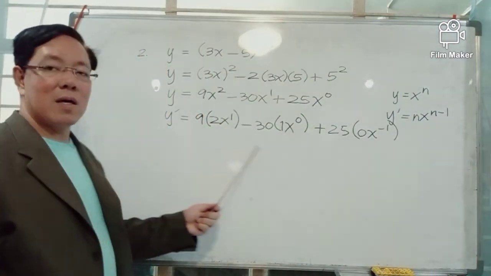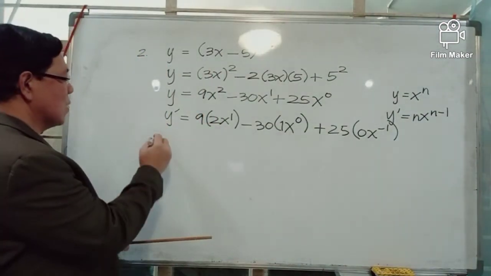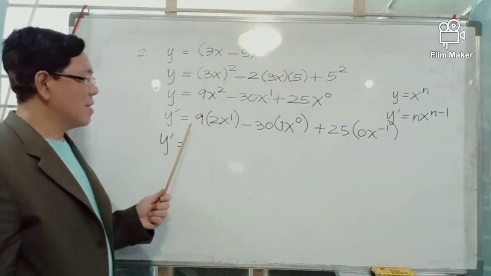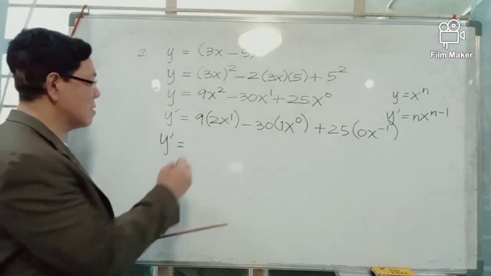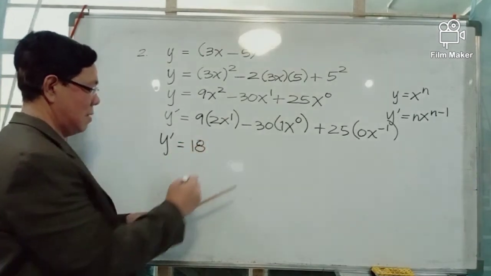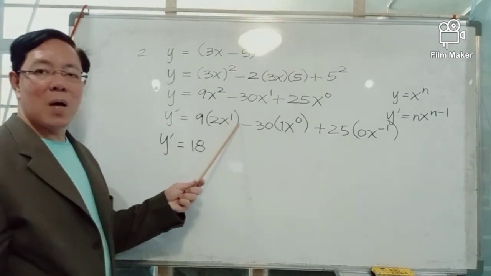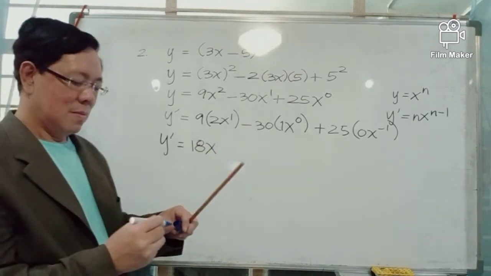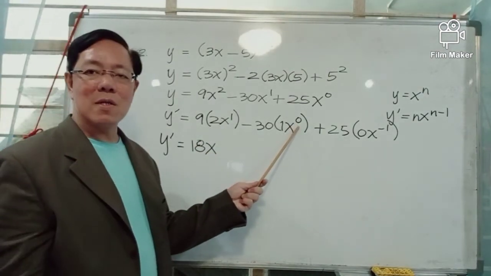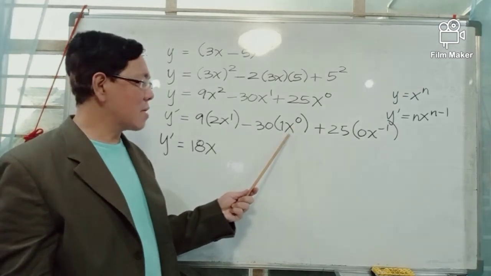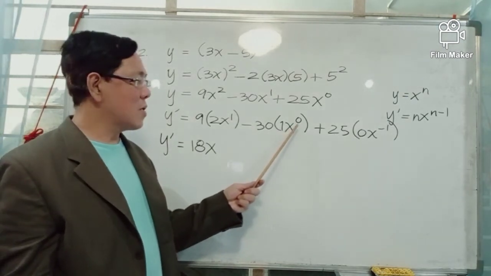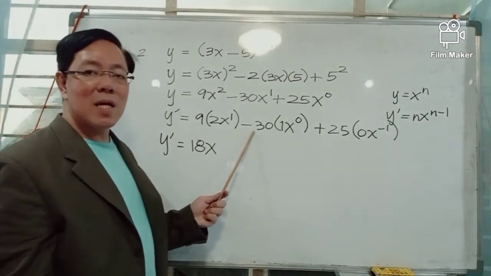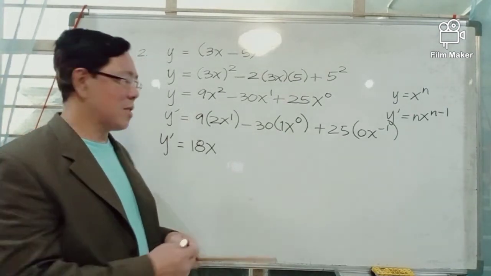And we simplify each term. Y prime now is equal to 9 multiplied by 2 is 18. X to the power 1, we simply write as x. Here, x to the power 0 is 1, as long as the base x is not 0. X to the power 0 is 1, multiplied by 1 is 1. Multiplied by negative 30 is negative 30.